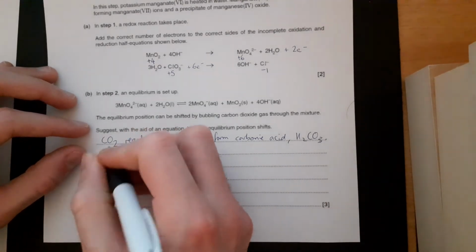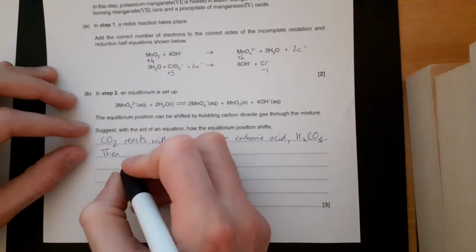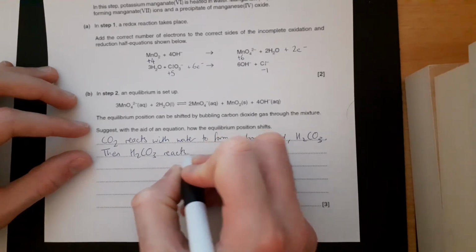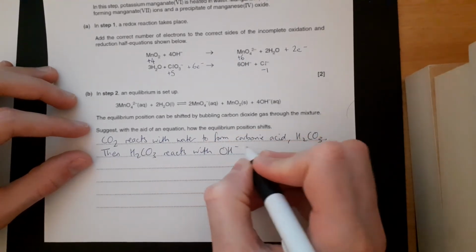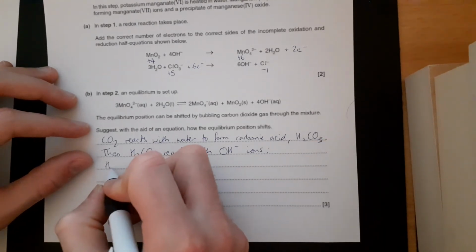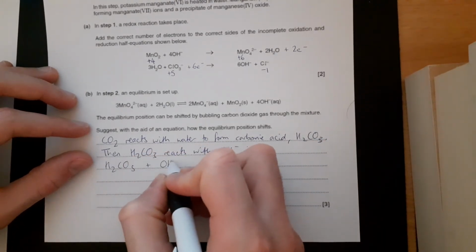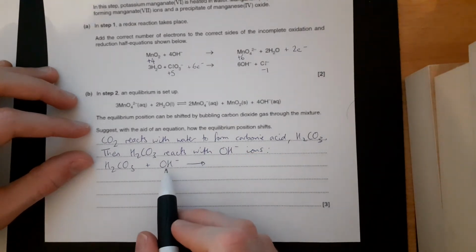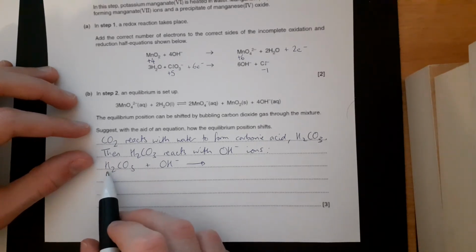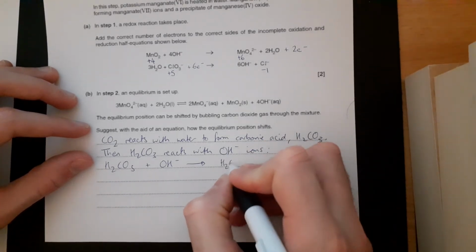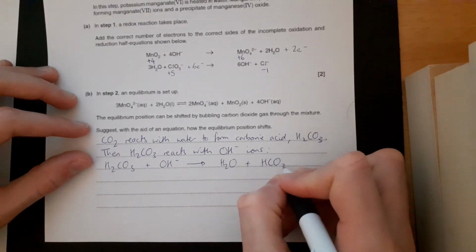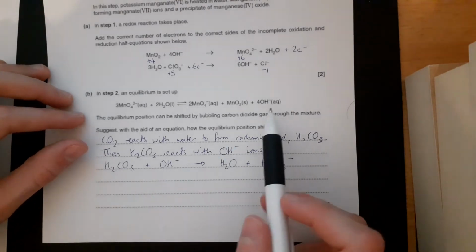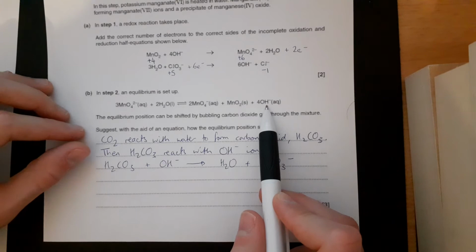So then the H2CO3 reacts with OH minus ions. So if we write this here, what's going to happen is, they always do the same thing. Hydroxide ions, it's a base, isn't it? So it's going to accept a proton from the acid. So it's going to make water and the hydrogen carbonate ion. So what we've done then is we've used up the OH minus ions.